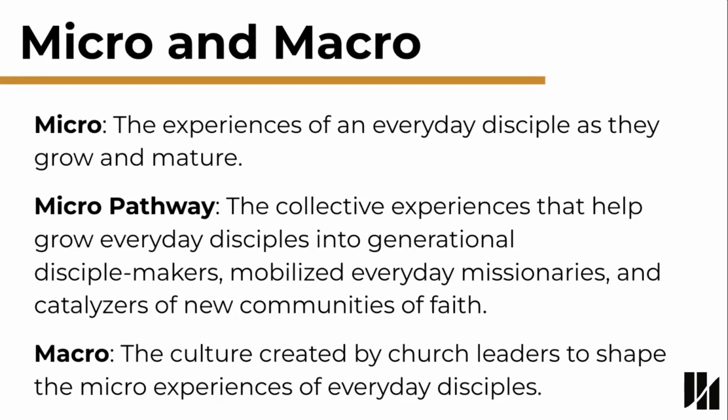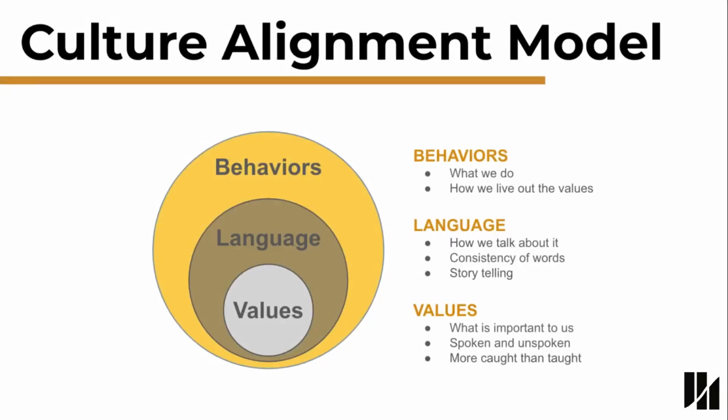Macro then is the culture that's created by church leaders to help shape the micro experiences of everyday disciples. So where the micro is from the perspective of the individual disciple, the macro is the culture that church leaders put in place and the culture that exists within the church to shape those micro experiences. We talked about the culture alignment model. This is sort of our primary macro tool.